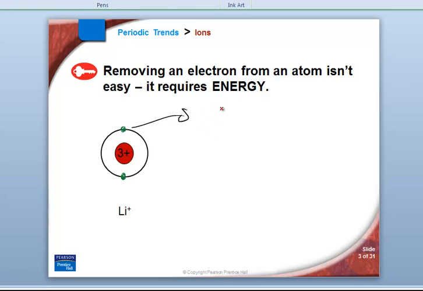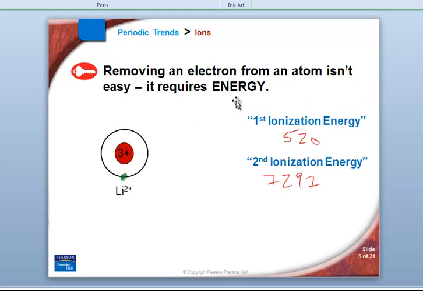The energy to get that second electron off is 7,297. And again, that's kilojoules per mole. So it takes way more energy to get the second electron off than it did the first. Okay? All right, so let's summarize.